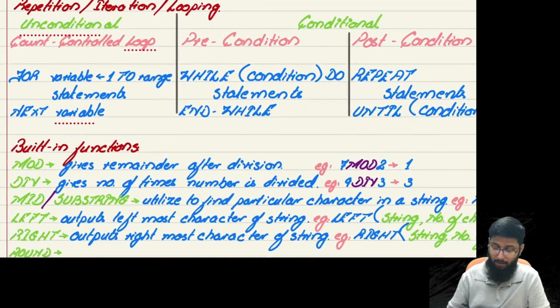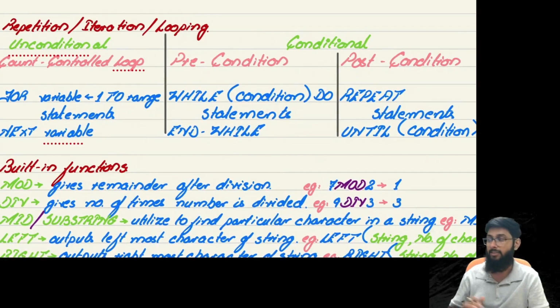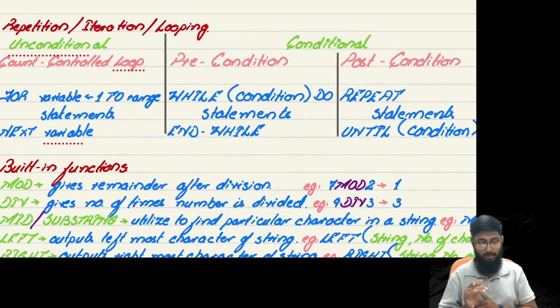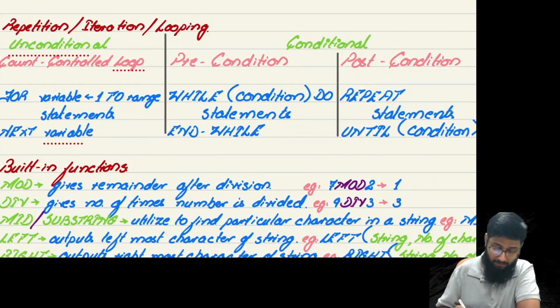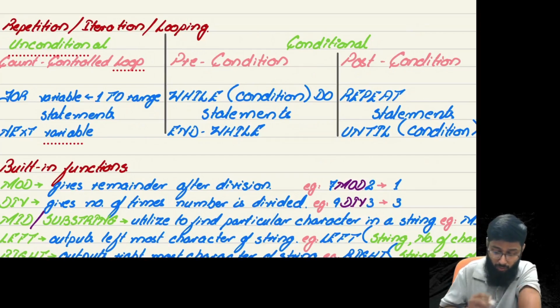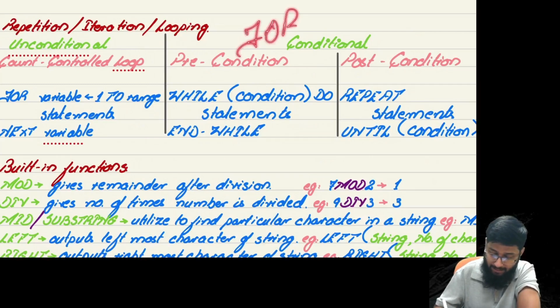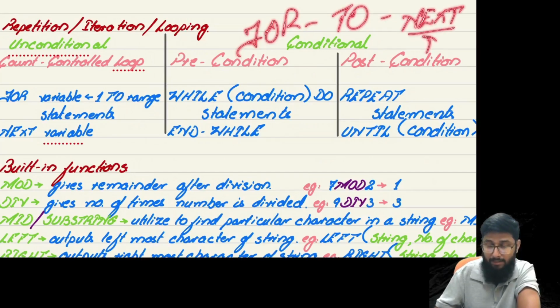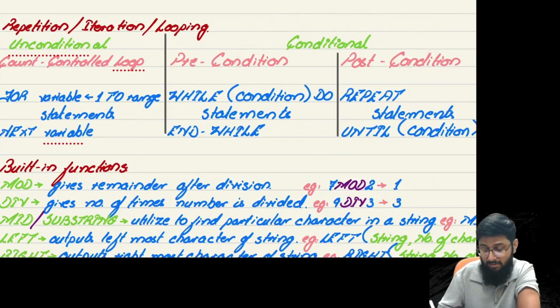Now repetition, iteration, or looping. As you can see right over here, we have the unconditional and the conditional looping. It is an unconditional loop because it's a count control loop. For the count control loop, we utilize the FOR to NEXT loop. FOR tells you about the loop, TO means the range, from where till where, and NEXT is actually the ending of it.